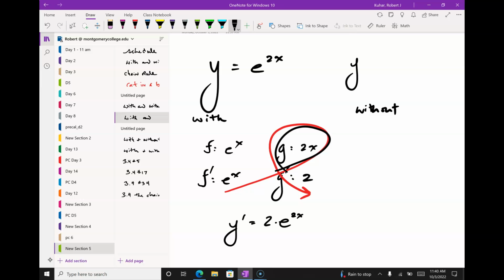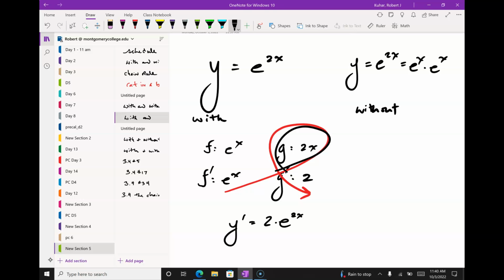Without. How are we doing here? We okay? Is this agreeable? Top right corner? When I multiply like bases, what do I do with exponents? Add them. So x plus x is 2x.